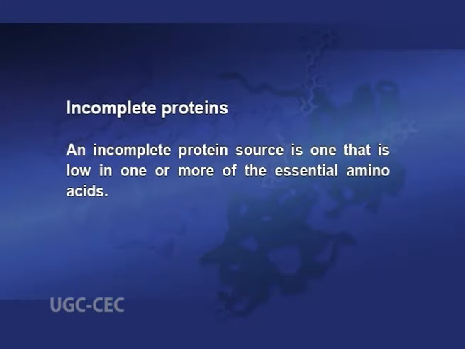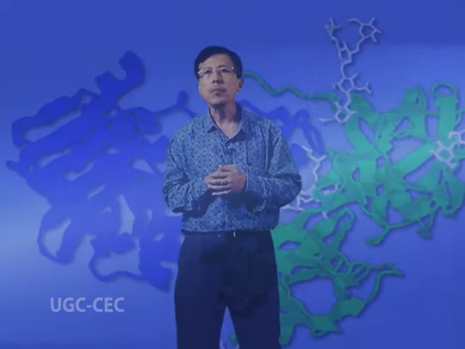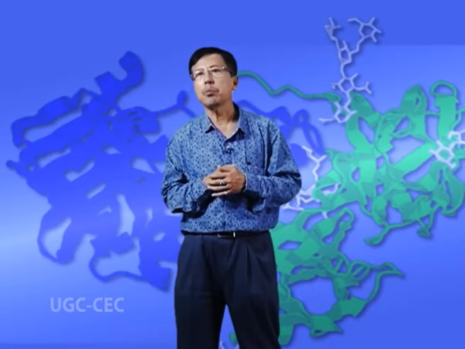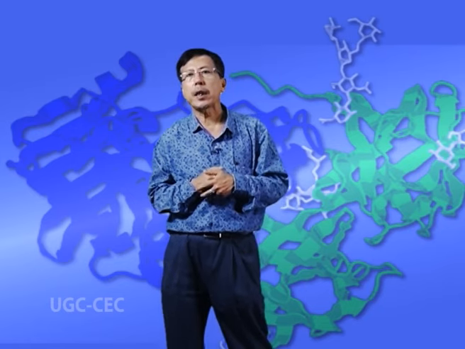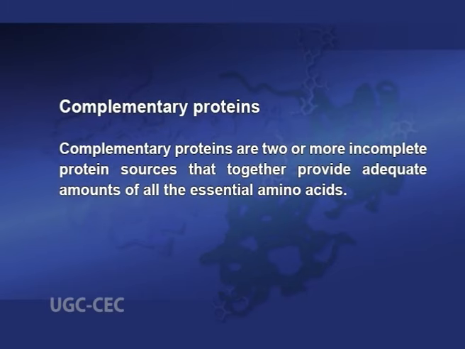Incomplete proteins. An incomplete protein source is one that is low in one or more of the essential amino acids. For example, proteins derived from rice or beans. Next category is complementary proteins. Complementary proteins are two or more incomplete protein sources that together provide adequate amounts of all the essential amino acids.